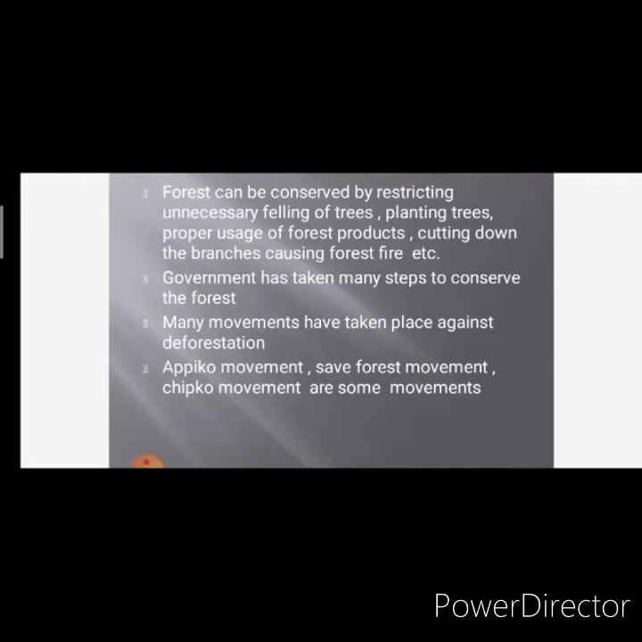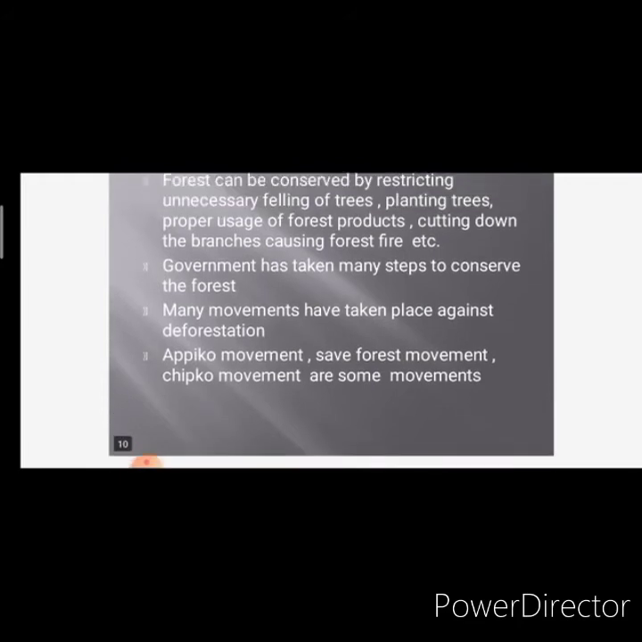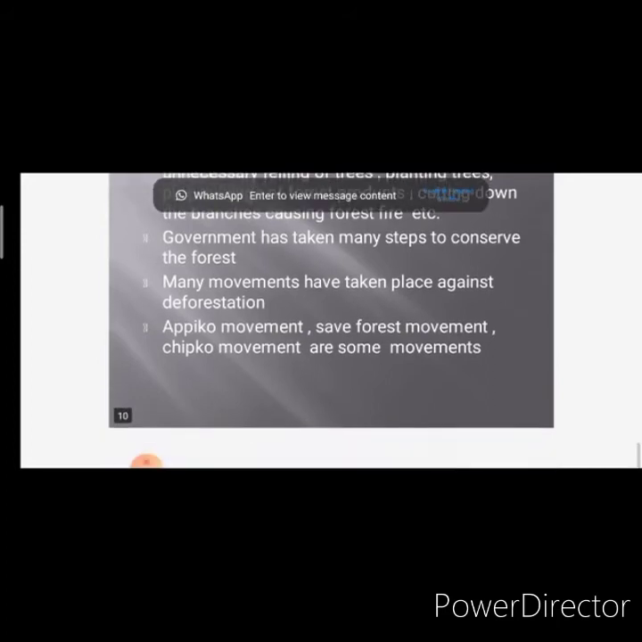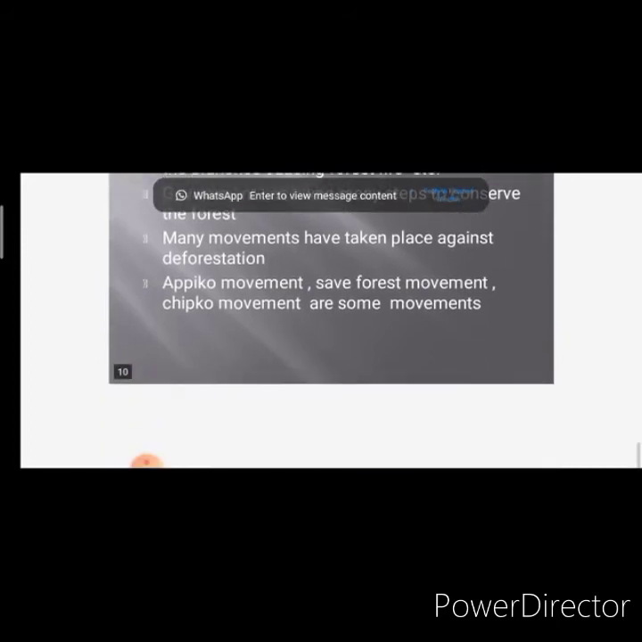Now, how can you conserve forest, children? Forest can be conserved by restricting unnecessary falling down of trees, or we can plant more trees. Proper usage of forest products, avoiding cutting down of the branches, causing forest fire, etc. These things can help in not hindering these natural resources. Like I told, government has taken several steps to conserve the forest.